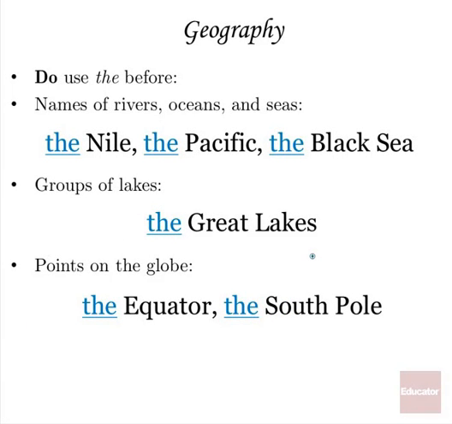Okay. Do use the before the names of rivers, oceans, and seas. The Nile, the Pacific, the Black Sea. Always, always, always. You can use it for groups of lakes, just as you did for mountain ranges and island chains. The Great Lakes. Lake Superior does not take an article, but the Great Lakes does. You also use the before points on the globe. The equator, the South Pole.